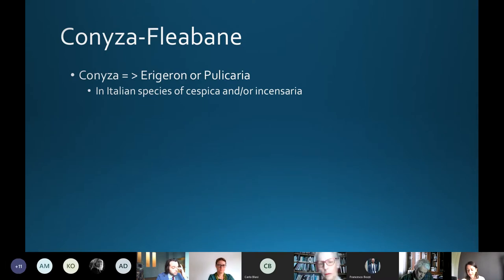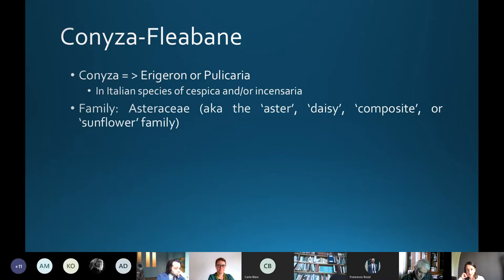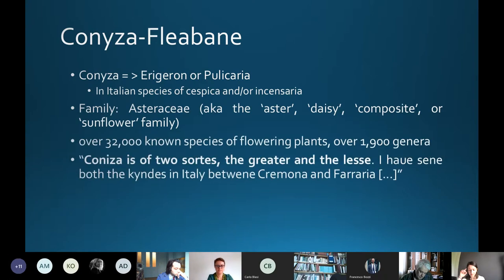And I thank Hilda Vaggio very much for helping me out with this identification. The family is that of the Asteraceae, which is known in England as the Aster, Daisy or Sunflower family. And what I want to point out here is that this is one of the largest families with thousands of known species and genera. So if we go back to Turner, who only listed two sorts of Conyza, we see that we are in the ancient history of the identification of this plant.